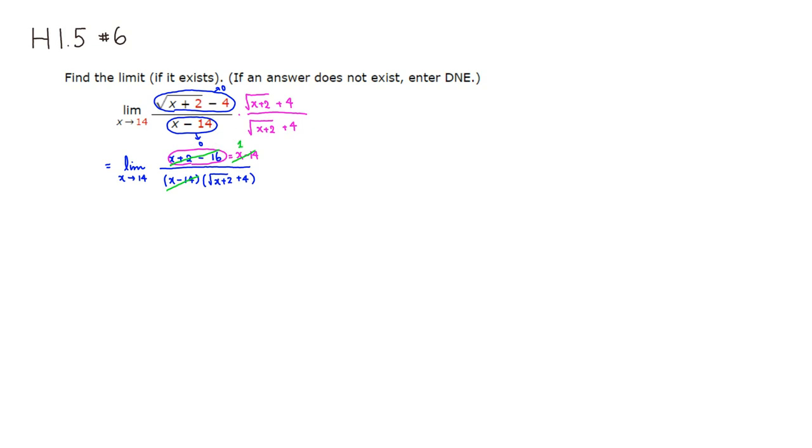Then we can just plug in. On top you have 1 left over. Then you plug in 14. The square root of 14 plus 2, which is the square root of 16, would be 4, and you still have plus 4 there. So this is going to give us 1 over 8.